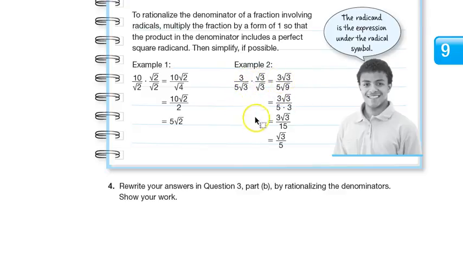A lot of people look at this answer and think, oh, what I'm doing is moving the root 3 to the top. And that is very true. You are, in essence, moving it to the top. But there is a process to moving it.